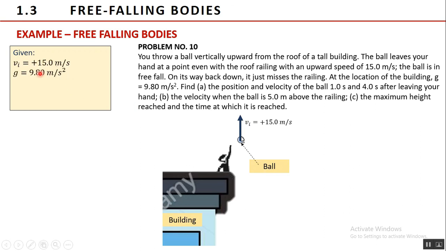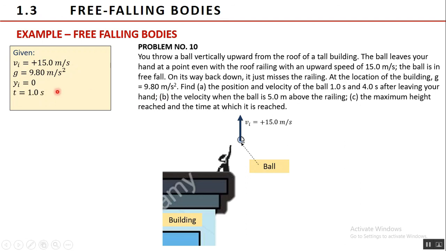We first establish the given information. The initial velocity is positive 15 meters per second. This is positive because, according to the problem statement, the ball is thrown upward. It will be negative if the ball is thrown downward. Be careful on this, or else our solution will be messed up.